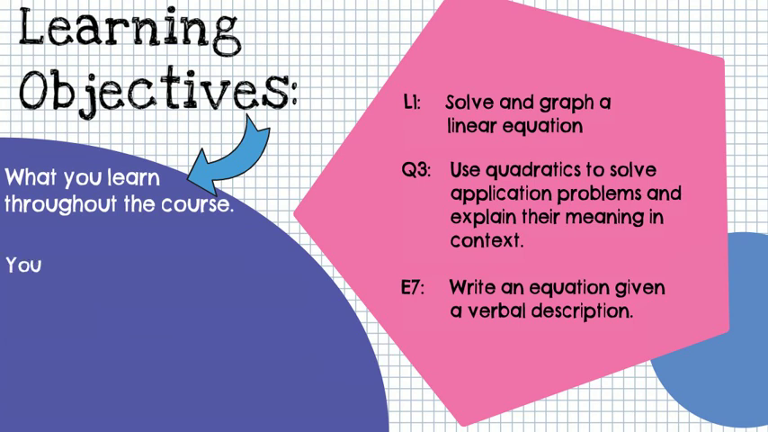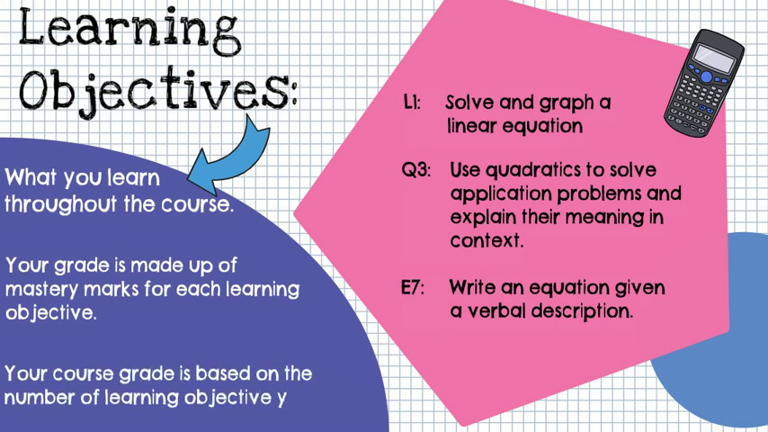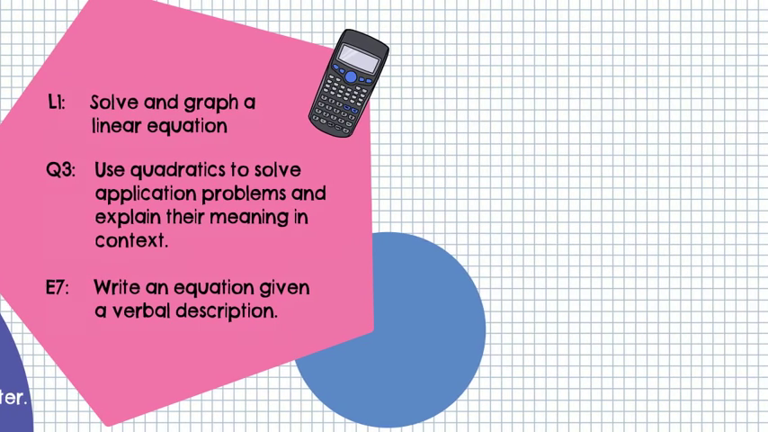The course grade is made up of marks for each learning objective listed in the syllabus. You will earn several marks for each learning objective throughout the semester. Your course grade is determined by the number of learning objectives you master. Let's get into the details.